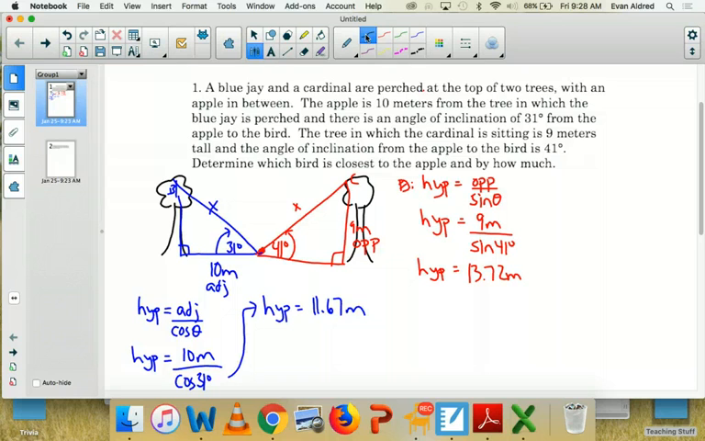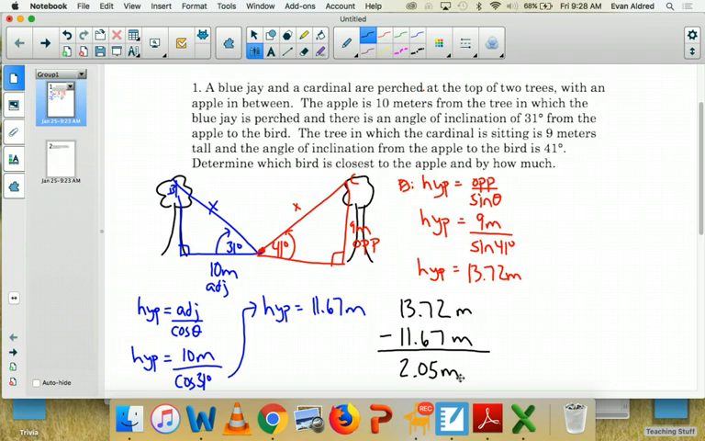It's saying which bird is closest, which is the blue jay. Its distance is less than that of the cardinal, so it's closest. But then the second part says by how much. Well, we would find that out by subtracting. So to find the distance that the blue jay is closer than the cardinal, we're going to take 13.72 and subtract 11.67, which should give us 2.05 meters.